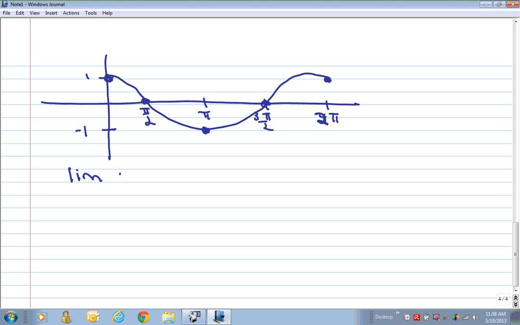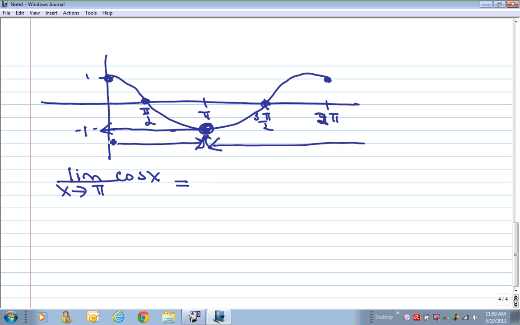Our limit of cosine x as x approaches pi. In other words, what happens to this graph as our x values get closer to pi? What happens to the value of y, or our output? So if we take our x values and we move from the left toward where pi is, and we move from the right toward where pi is, then notice our y value is getting closer and closer to -1. So -1 would be our limit.